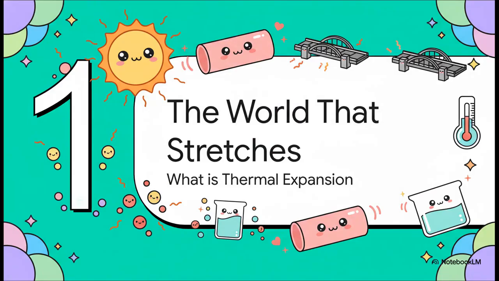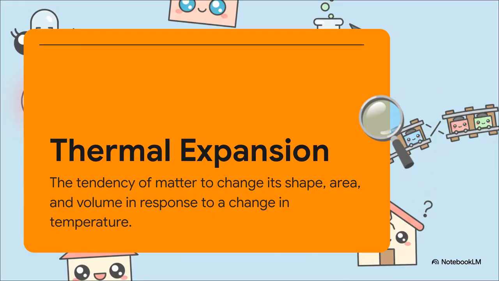Okay, so to get to the bottom of those clicking tracks and gapped bridges, we've got to understand the science at the heart of it all. So let's start with the big question: what exactly is thermal expansion? To put it simply, it's the fact that almost everything changes size when it heats up or cools down. See, when you heat something, you're basically pumping its atoms full of energy. They start vibrating like crazy, pushing each other apart, and taking up more space. So the whole object gets bigger. And you guessed it, the opposite happens when things get cold.